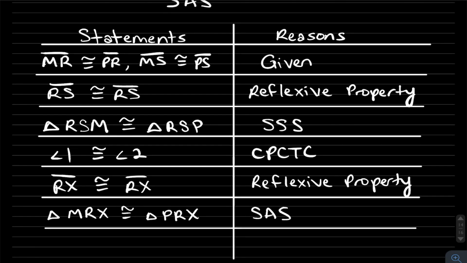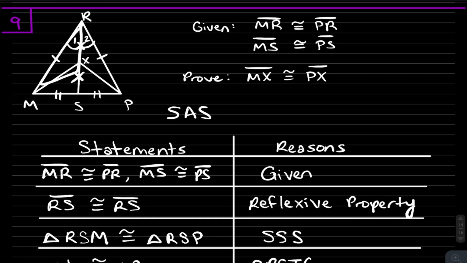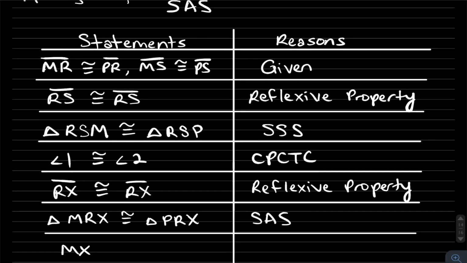But anyways, now that we know that these two triangles are congruent, we know that MX is going to be congruent to PX by CPCTC, right? We know that because these two sides are part of these two upper triangles. And so we can write that down. And that'll be it for our proof. Okay, so that's the answer for that.